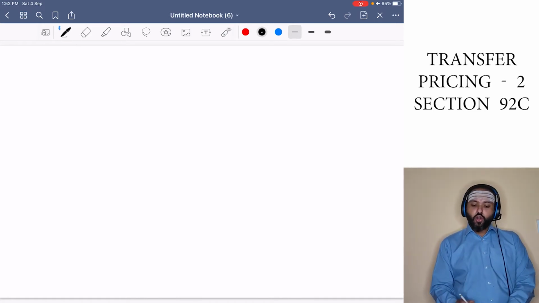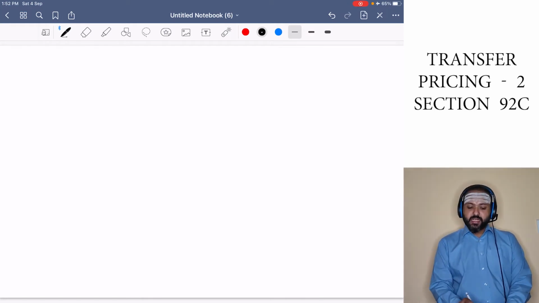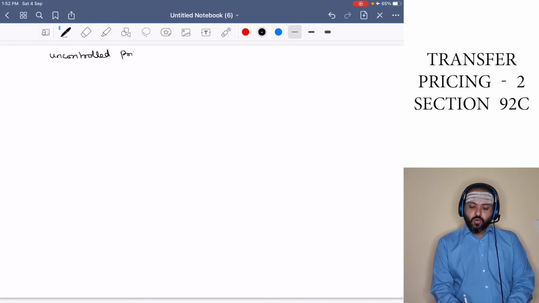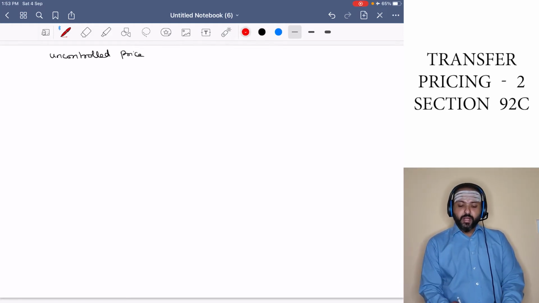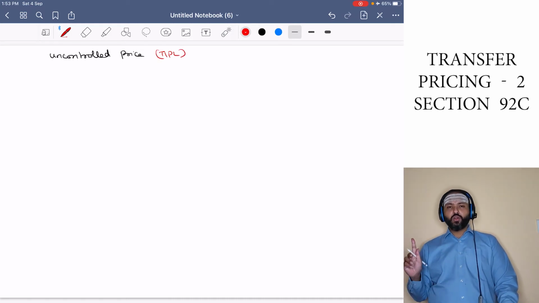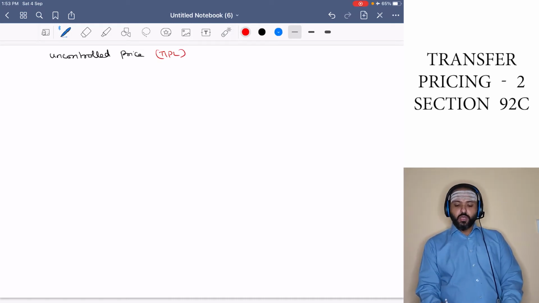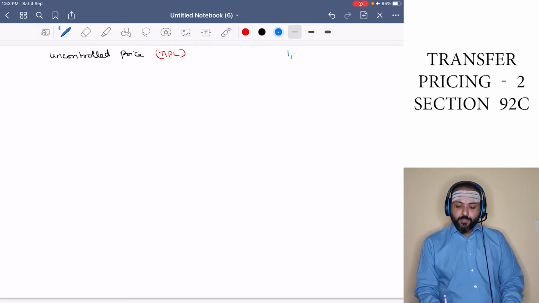So therefore, always under comparable uncontrolled price method, start off with the uncontrolled price. What is the uncontrolled price? Price which is sold to TIPL is the uncontrolled price. Correct? So you will go ahead and take the TIPL price. What is the TIPL price? Per laptop they charge 1 lakh rupees.